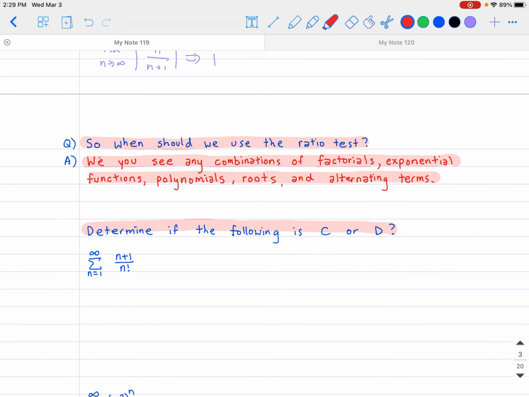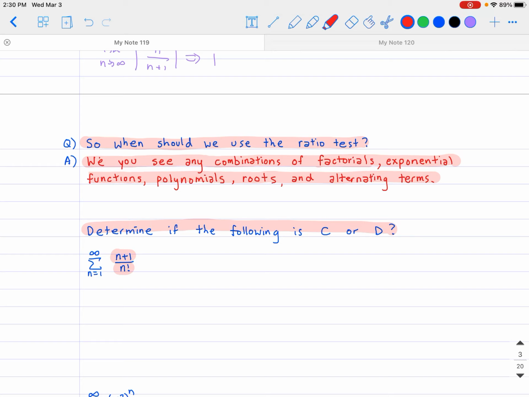Determine if the following series is going to converge or diverge. So you can see in the numerator, you have a polynomial, whereas the denominator, you're going to have a factorial. Now, in this case, I definitely cannot take the integral of this. So that means the integral test doesn't work since I don't know how to integrate something that's factorial.